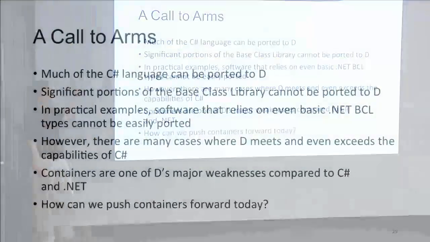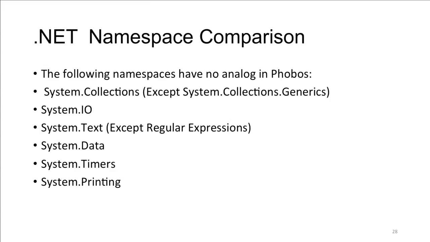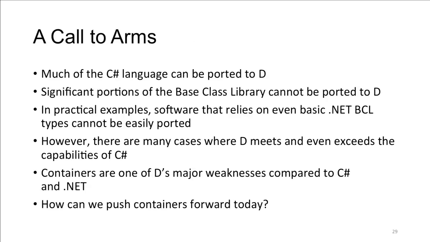This is my last slide here, and I kind of want to issue a call to arms on a couple of things, particularly containers. The D language, you can find almost everything you need in terms of C# at the language level. But these 6 namespaces here, that is a significant portion of the .NET base class library. And you cannot write a non-trivial program in C# without using the .NET BCL.